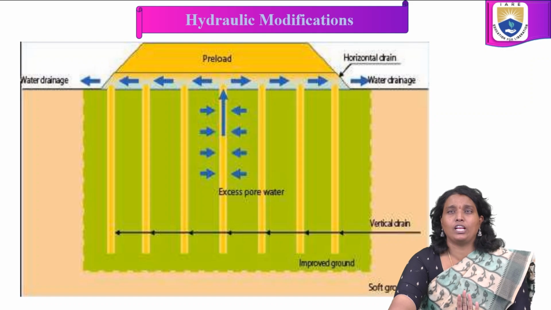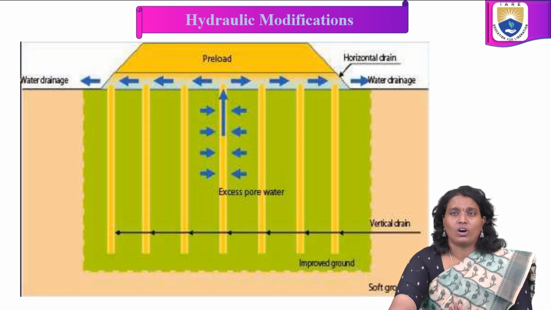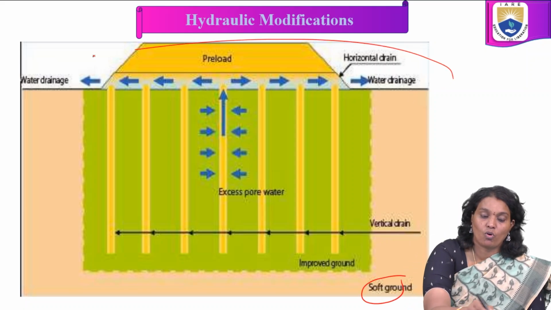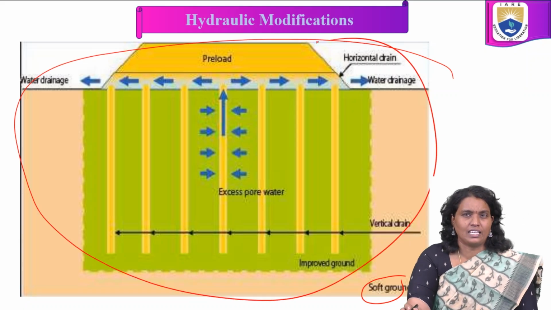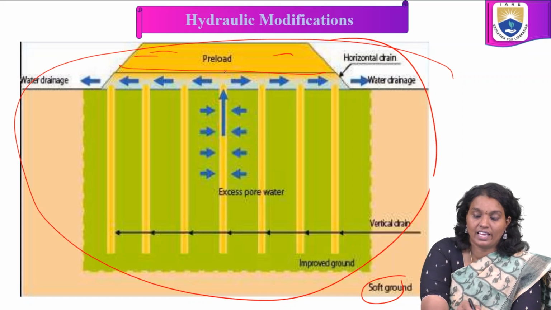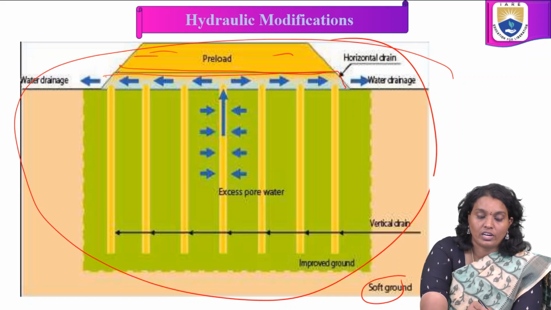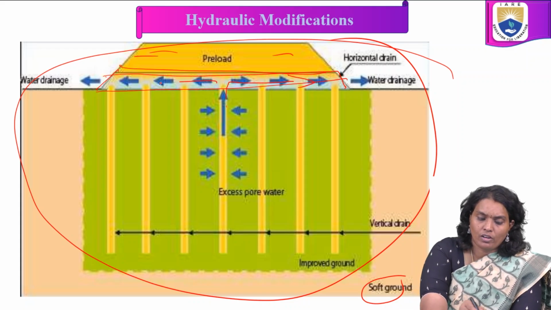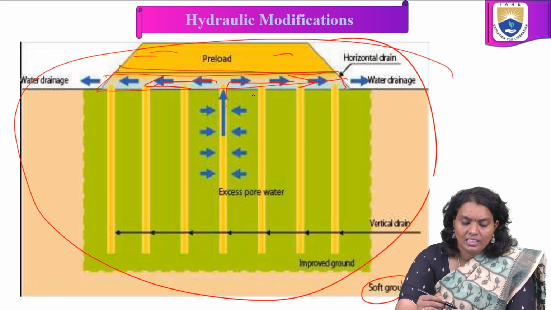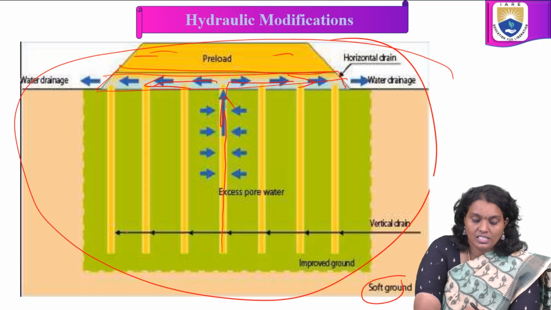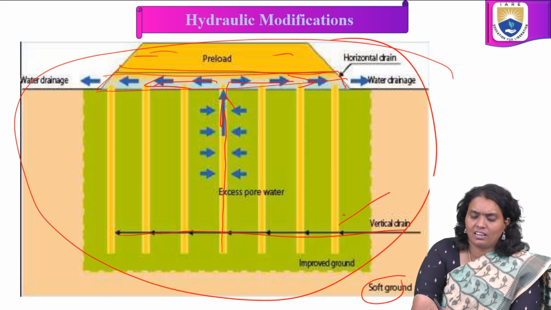In this, the preload, whenever we are considering the water drainage, we have to improve the ground. Whenever it is soft ground, consider this overall soft ground. With the preload, this is the water drainage which we create. So the movement of water is like this and this. The excess pore water is coming from these ways. So these are all the vertical drains.